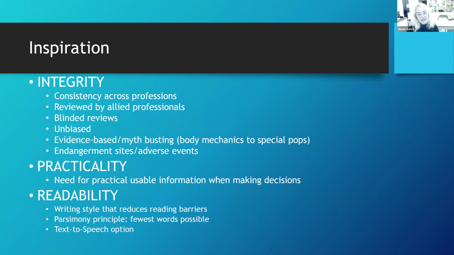And you can see under readability, a writing style that reduces reading barriers. I know how to do it, and I do it consciously. It's also called the parsimonious principle, and another way to describe parsimonious is a lean type of writing. When I show you some pages, I'll point those things out. And going back to my understanding of text to speech, the ebook has the ability to go to text to speech, and not only in the English language, but add other languages as well. So for me, the inspiration was I wanted to create textbooks that had a lot of integrity, a lot of practicality, and a good level of readability. So that is my inspiration.